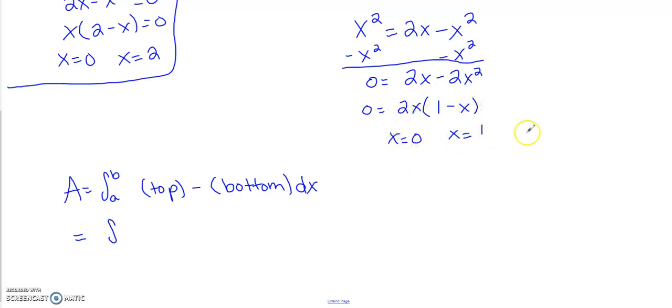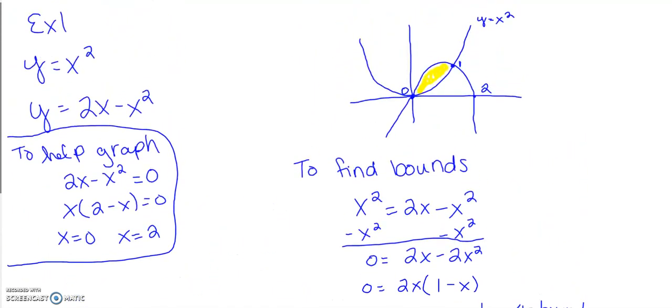Remember, over here are our bounds. Okay? So my lower bound is 0, and my upper bound is 1. Now we need to realize which function is the top. So go back to your graph, and draw a line straight down the middle where you shade it. Here's my top, here's the bottom.